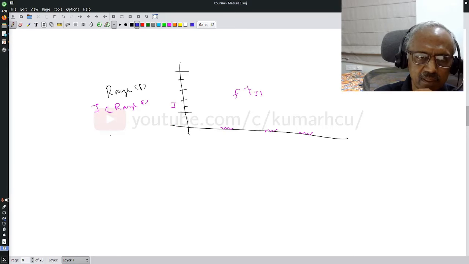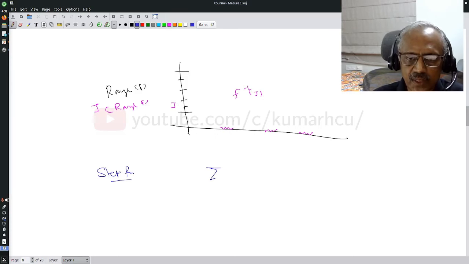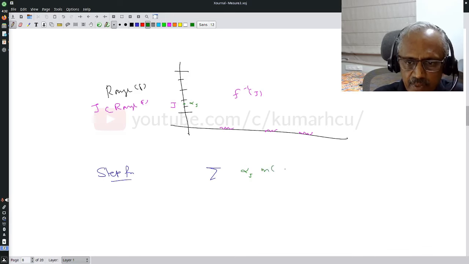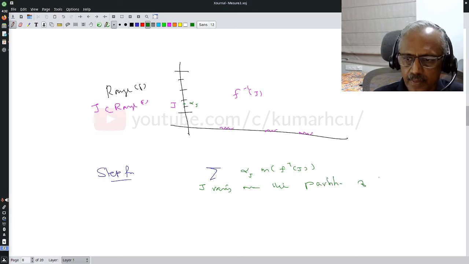Therefore, recall how we define step functions? So I can define a step function here. This is the range, and therefore take some point here, call it, let us say, alpha. Then for each J, alpha J is defined as something in that interval. Then I can define alpha J times the measure of this set, the measure of f inverse of J. And this J varies over the finite number of partitions of the range of f.